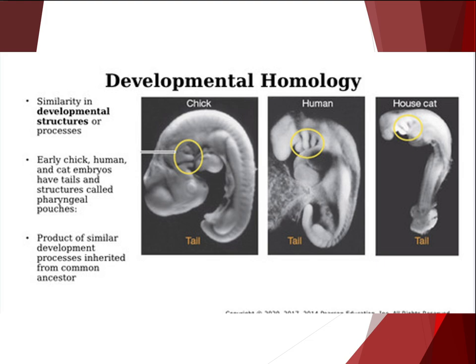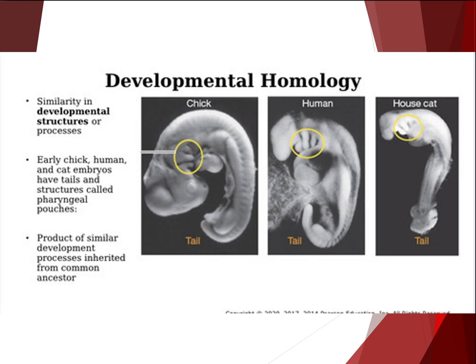For example, the early embryos of chicks, humans, and cats all have tail-like structures, as well as structures called gill pouches. The presence of these common embryonic traits suggests that these different species share a long ago common ancestor.